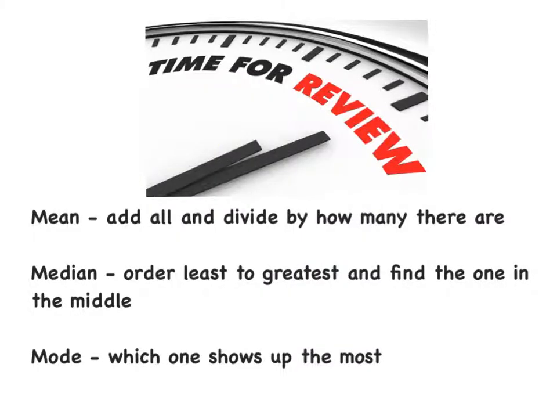Time for a little review. We learned about our central tendencies. The mean: you add them all up and divide by how many there are. The median: order them least to greatest, which is extremely important, and find the one that's in the middle. Remember, you got to get them all. Do not leave one of them out, or else your median is going to be wrong. And the mode: which one shows up the most? Easiest way to solve it.